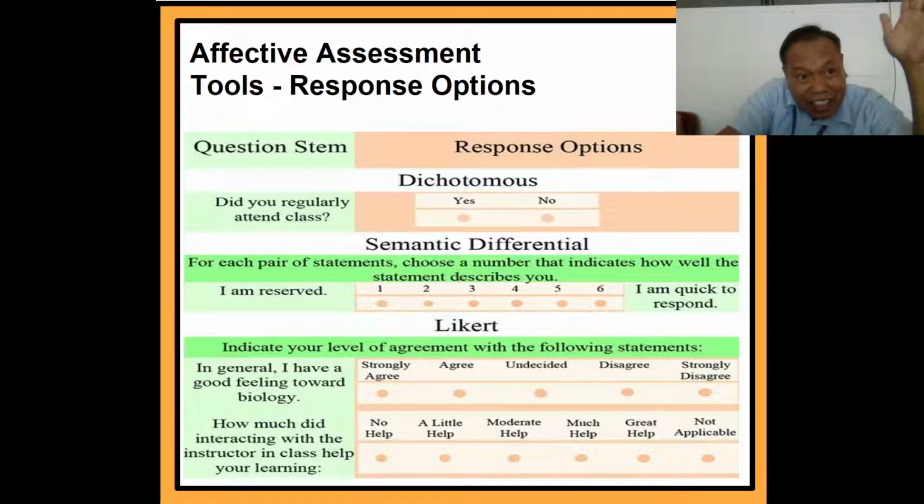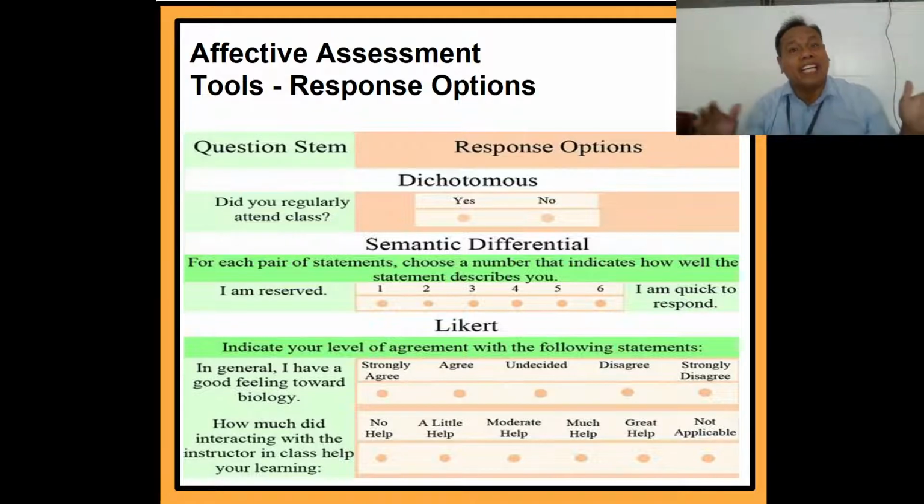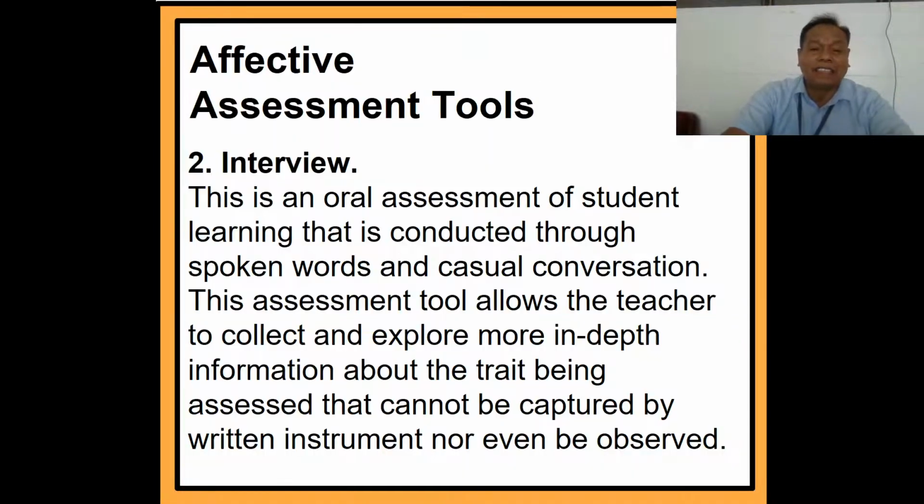So you just maybe have a 1 to 10, no? Like Likert scale or semantic differential, maybe undecided, strongly agree, or what. Okay? So that's the good thing about self-response inventory or assessment.